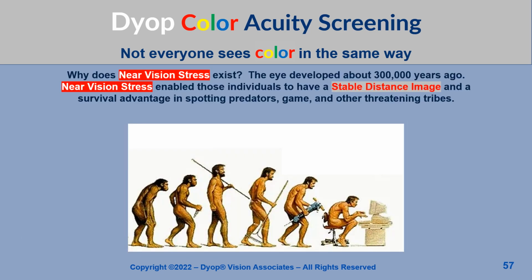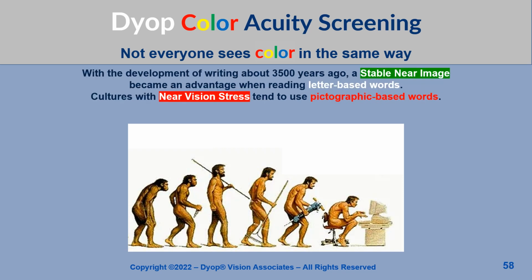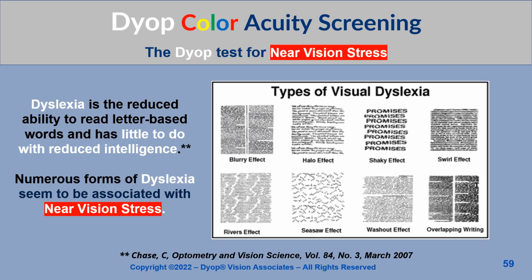Why does near vision stress exist? The eye developed about 300,000 years ago. Near vision stress enabled those individuals to have a stable distance image and survival advantage in spotting predators, game, and other threatening tribes. With the development of writing about 3,500 years ago, a stable near image became an advantage when reading letter-based words. Cultures with near vision stress tend to use pictographic-based words.